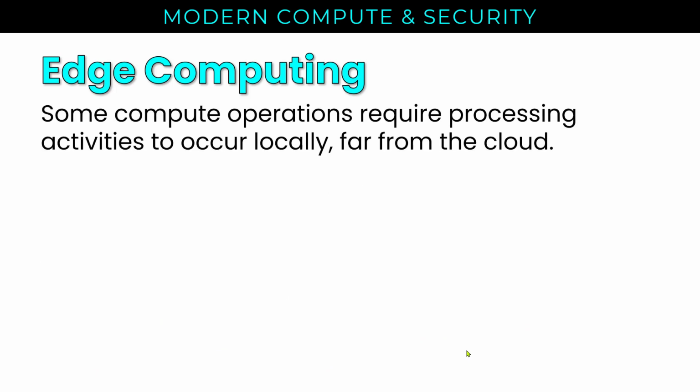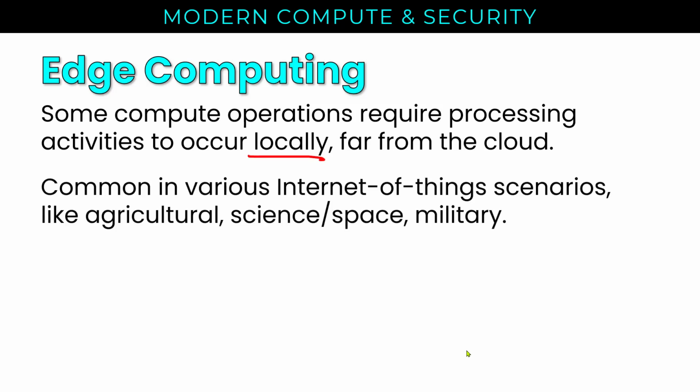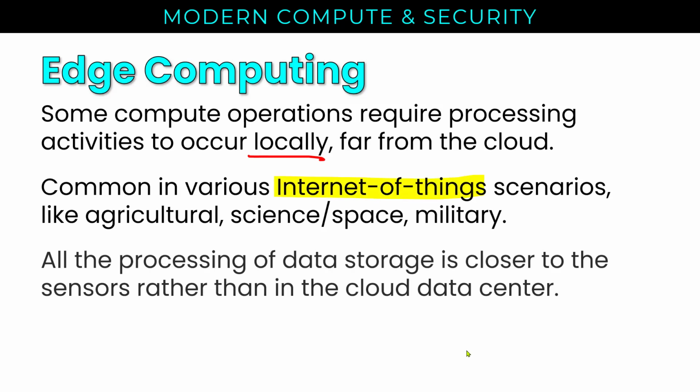Edge computing. So some compute operations require processing activities to occur locally, far from the cloud, essentially. So common in various Internet of Things scenarios like agricultural or science and space or military, you'll see that need to perform some compute near the devices at the edge rather than pumping that data all the way back to the cloud for processing and then sending it all the way back down to the edge. But all the processing of data storage is closer to the sensors rather than in the cloud data center is the point.